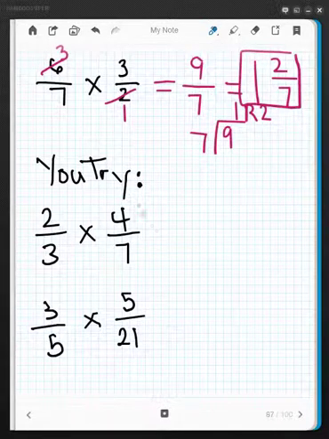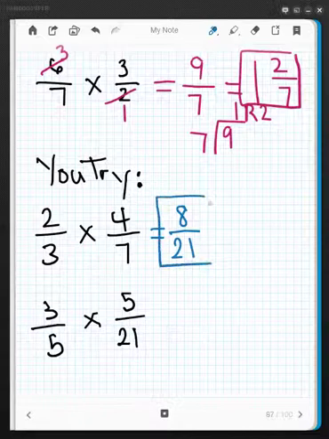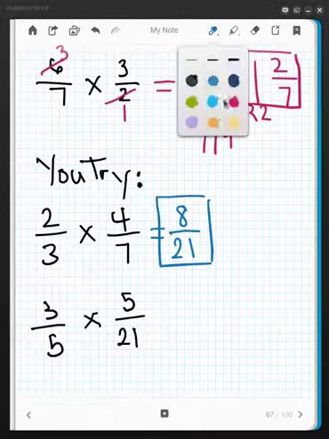All right. Hopefully you paused your video and gave this a shot. So this one's a really easy one. You multiply straight across. 2 times 4 is 8. And then denominators, 3 times 7, 21. There were no common factors there, so no canceling, no reducing, no mixed numbers, just very straightforward.